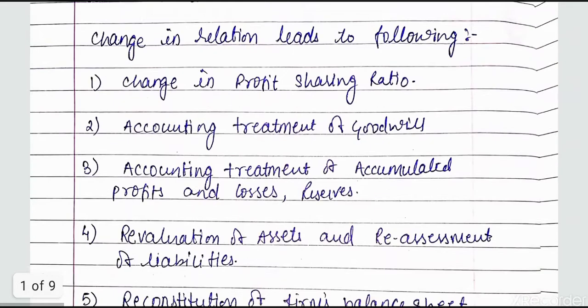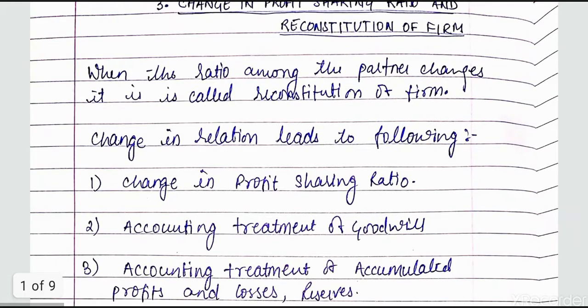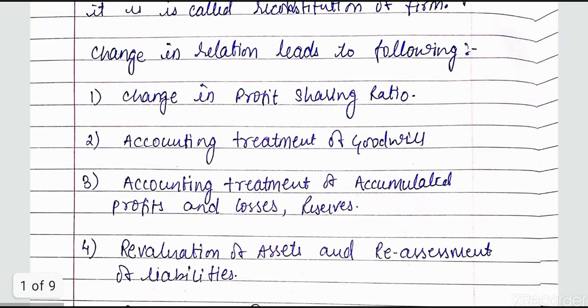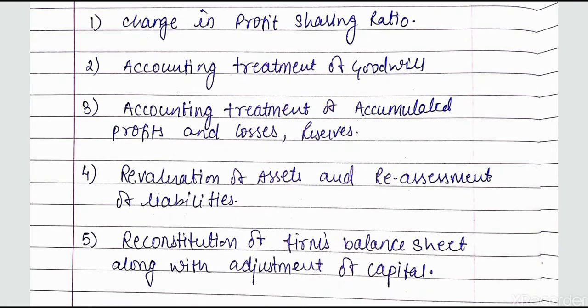Hello students. Today we will be studying the change in profit sharing ratio due to the change in the relation among the partners. Due to change in the relation among the partners, various things change, that I have explained to you: change in profit sharing ratio, accounting treatment of goodwill, accounting treatment of accumulated profits, and all that we will be doing.